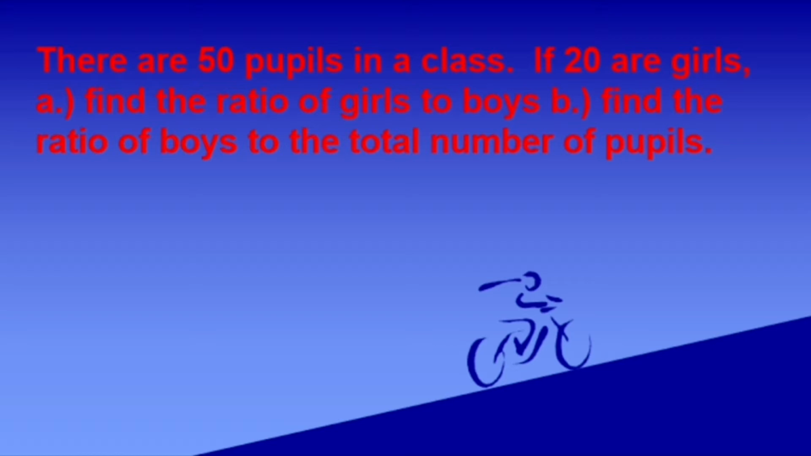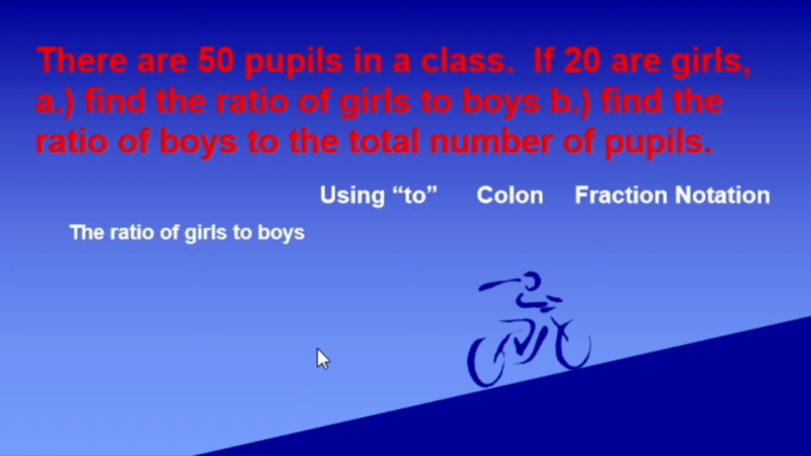Now, in writing ratio, we can write this in three ways. First one is using the word "to". The second one is through the use of colon. And the third one is through fraction notation. Now, let us try to answer letter A, the ratio of girls to boys.